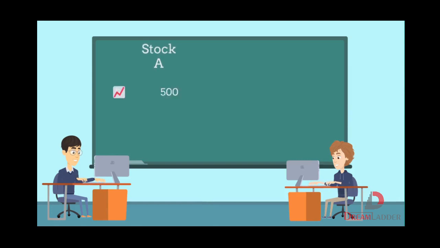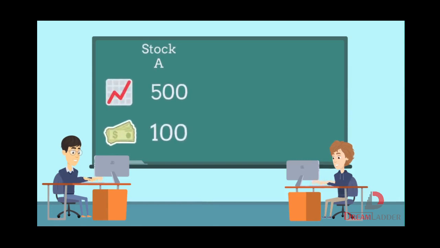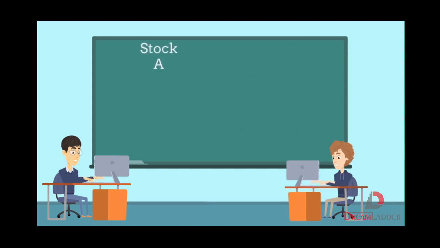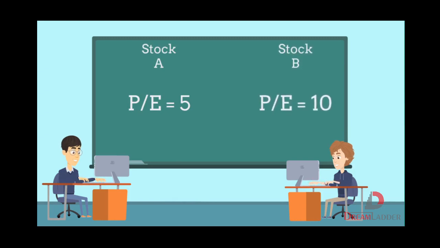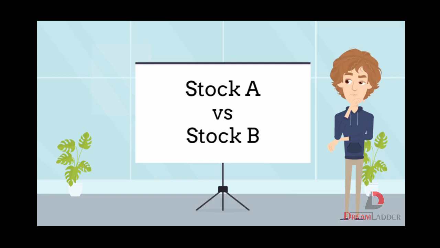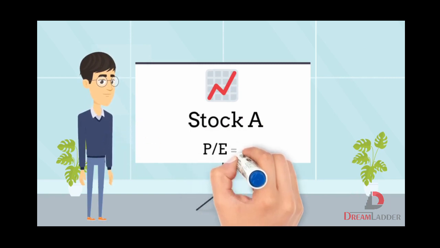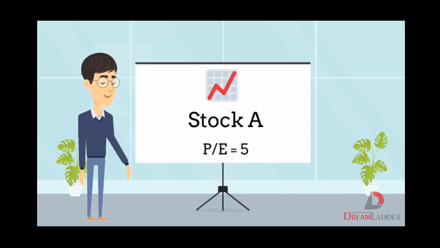Let us take an example to understand the PE ratio. There is a stock A which is trading at rupees 500 and has earnings per share of rupees 100. Another stock B is trading at 50 and has earnings per share of rupees 5. Therefore, the PE ratio of stock A will be 5, whereas the PE ratio of stock B will be 10. So you might be wondering which stock is cheaper between the two. Based on the PE ratio, stock A is cheaper than stock B.